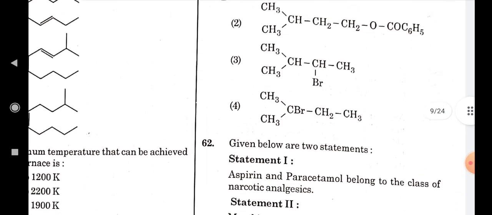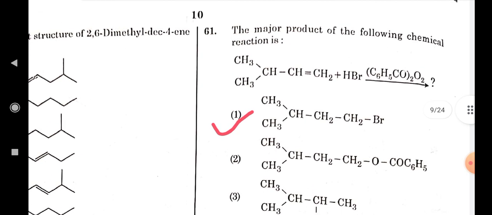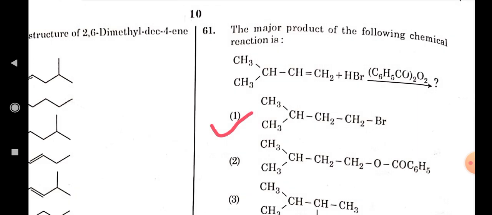Next we have a question from organic. The major product for question number 61, the major product for the chemical reaction, will be the peracid, as you can see. It is a peracid, C6H5CO3H, there is O2, so this is a peracid. Now in presence of peracid, the HBr addition will follow the anti-Markovnikov rule. That is why the H will add to the carbon that has the lower number of H. So it will add to the CH. So it will be option number 1. That will be the correct answer.